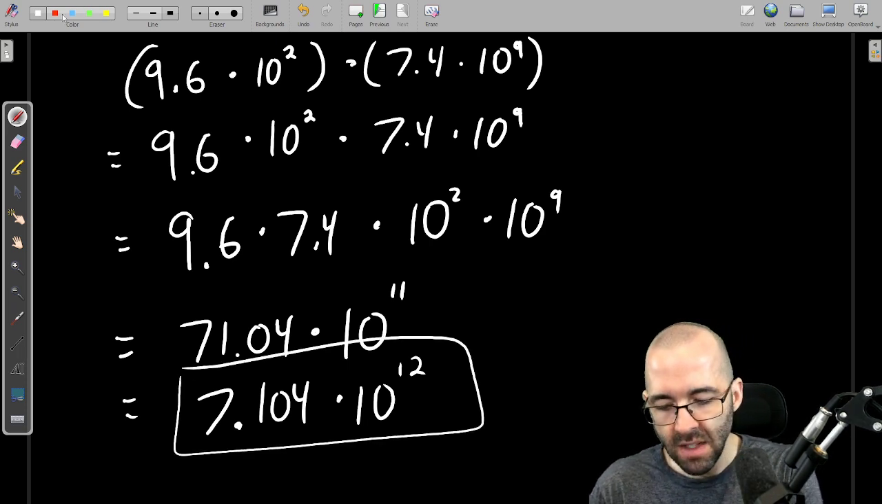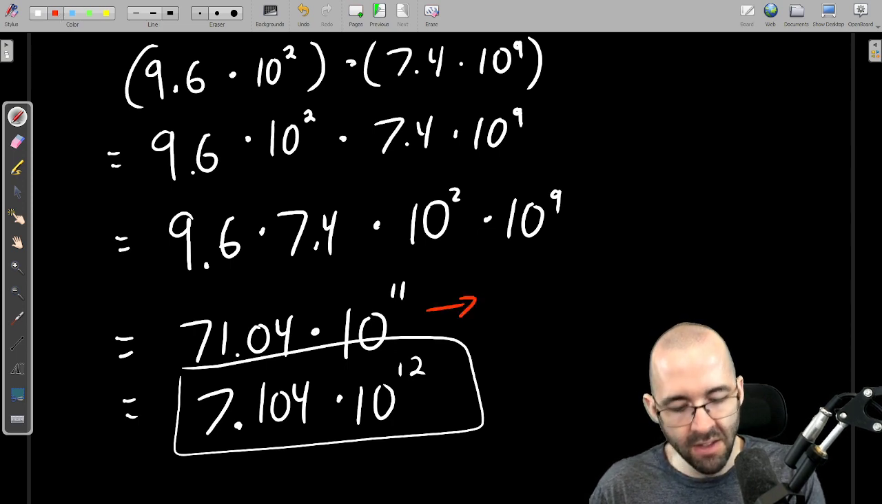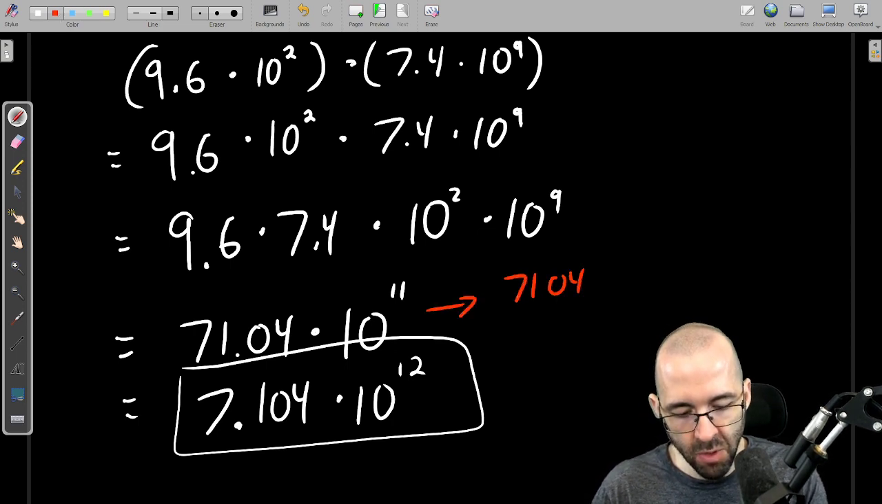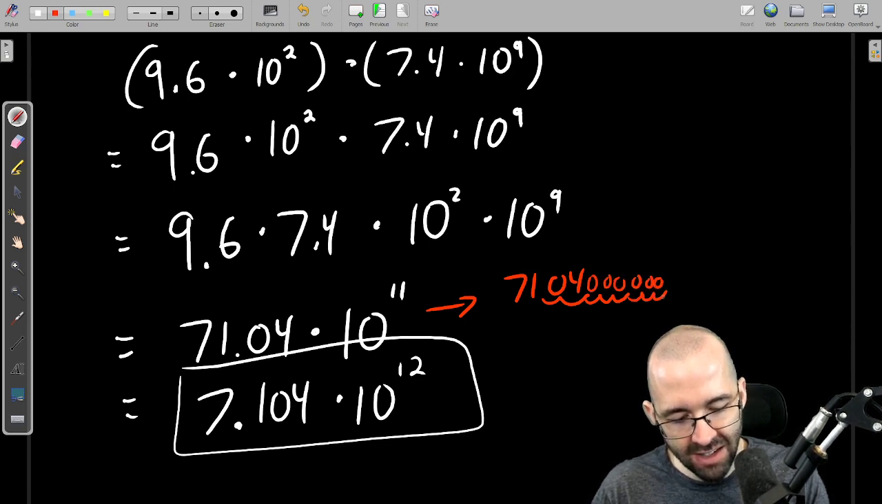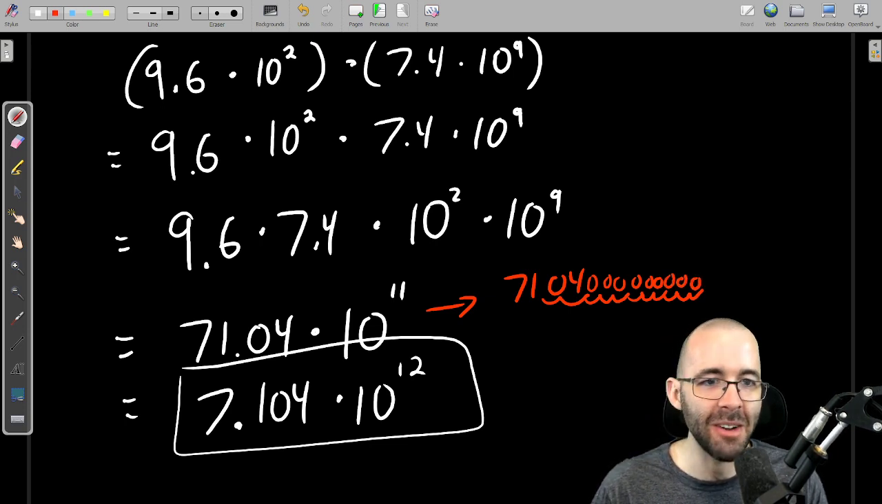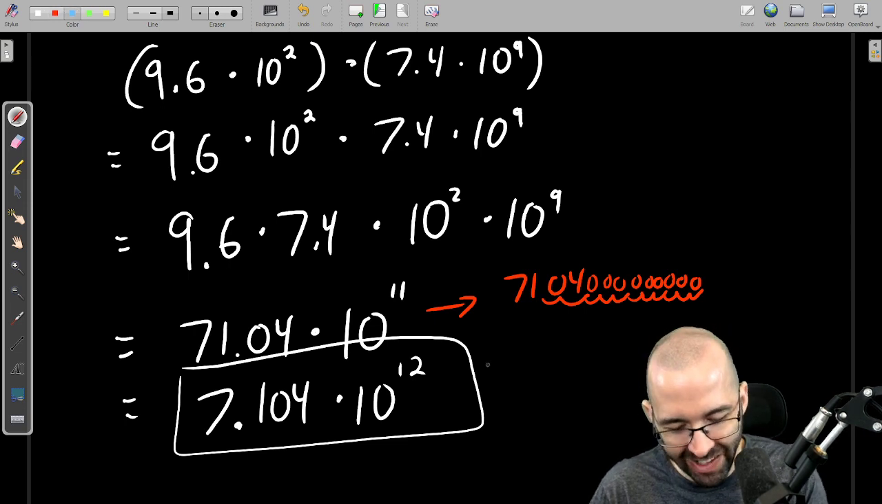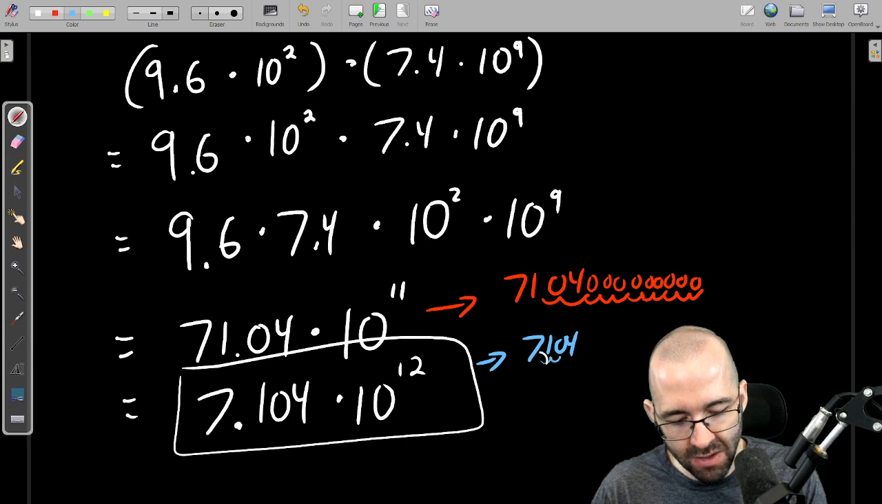And you can always check. Always check. So if we wanted to, this guy over here, 7104, and that decimal gets moved 11 times. 1, 2, 3, 4, 5, 6, 7, 8, 9, 10, 11. And you can do the same thing, count the number of zeros. Let's do it. Why not? 7104. We're moving the decimal 12 times. That's 1, 2, 3, 4, 5, 6, 7, 8, 9, 10, 11, 12.